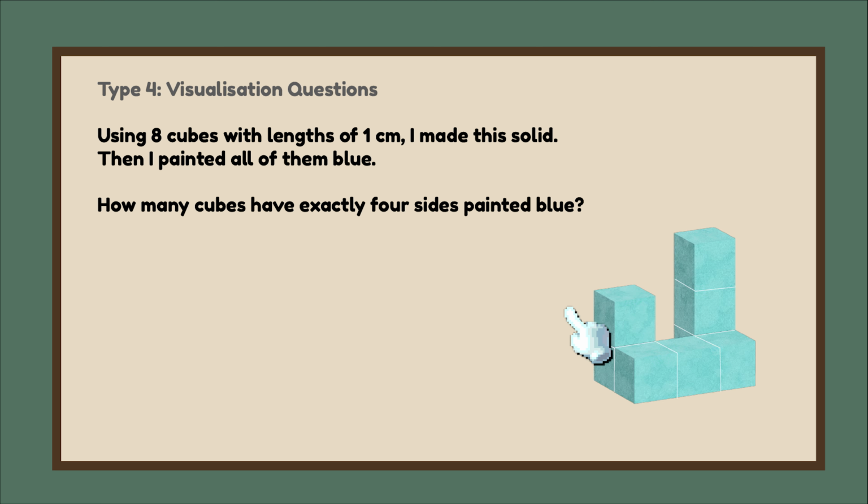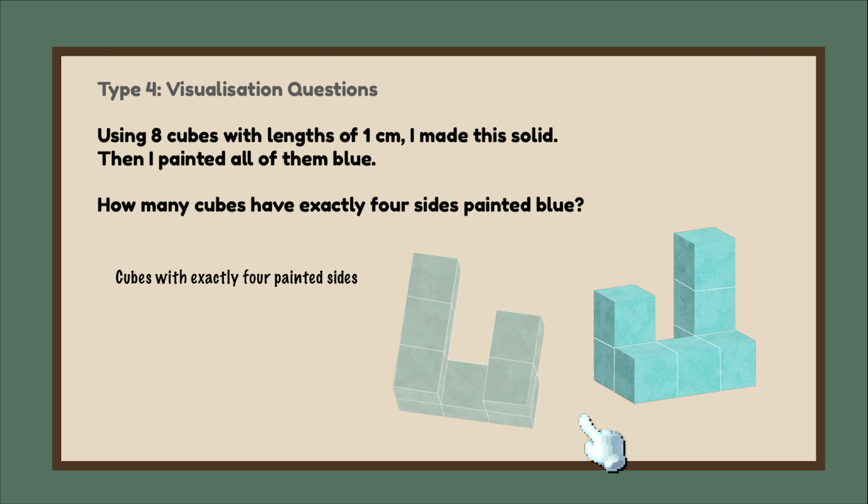So here we have a figure with 8 cubes, and we want to find the number of cubes with exactly 4 sides painted blue, so not 5, not 6. So I want to be trying to turn the figure around in my head. Okay, now let's look at this cube. It has 1, 2, 3, 4, 5. So nope, it doesn't count.